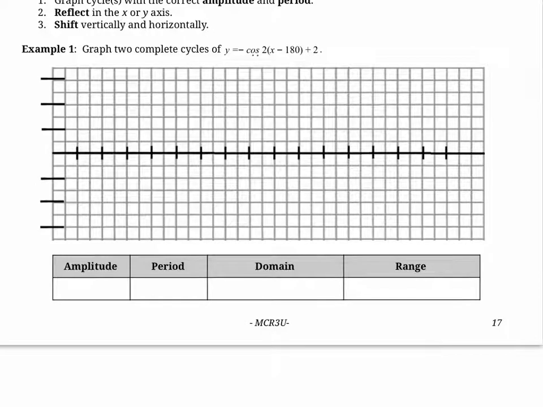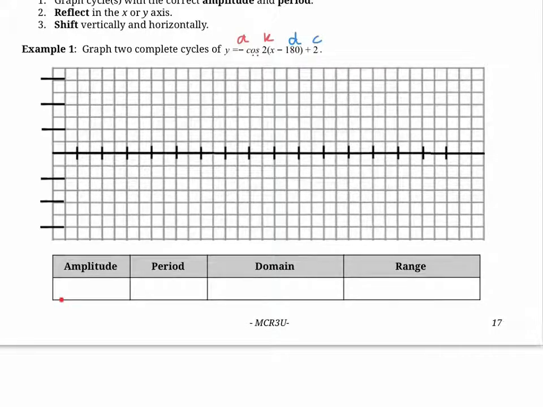Alright, so let's try 2 examples where we put them all together. So taking a look at our equation here, we have negative cos 2x minus 180 and 2 plus 2. So let's go ahead and add some letters. So we know our a value is just here, it's going to be -1. Here's our k value, that's our 2. Then we have our d value, and then we have our c value.